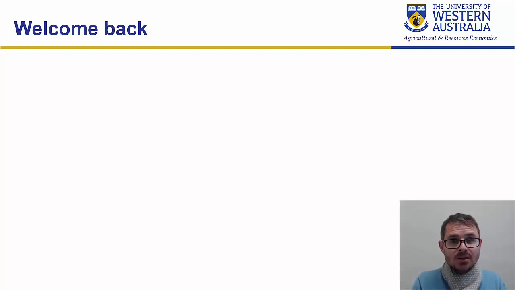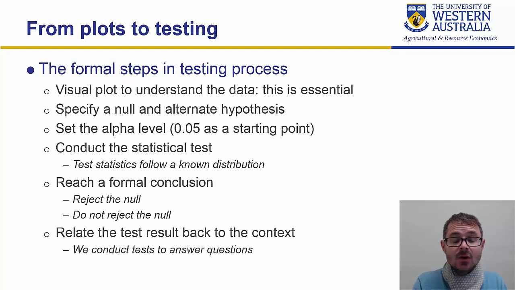So while plots are the basic building block for everything we do, we also extend from plots to formal testing. There are a few steps in the formal testing process, and the way that I have always thought about it is that the first step is the visual plot. The visual plot informs our thinking about what we're doing, and it gives us an informed position to proceed with for a formal statistical test.